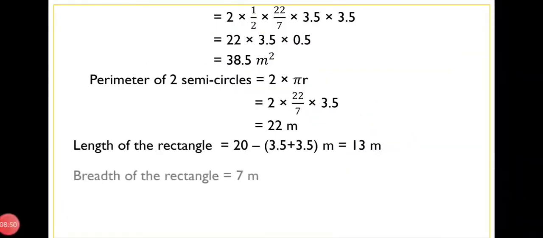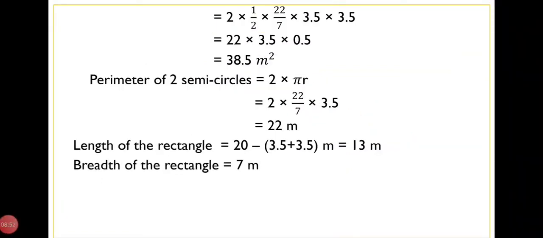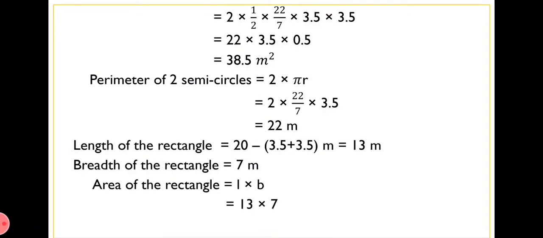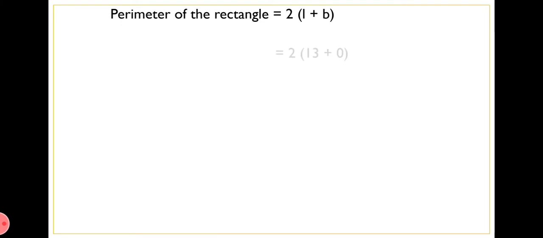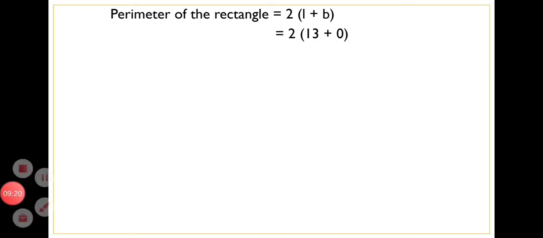Now the breadth of the rectangle is already there, that is equal to 7 meter. Area of the rectangle equal to length into breadth equal to 13 meter multiplied by 7 meter equal to 91 meter square. Now let's find the perimeter. So perimeter of the rectangle equal to twice L plus B, that is equal to 2 times 13 plus 0. Now here, why have we taken the breadth as 0? Let us see in the figure and understand.